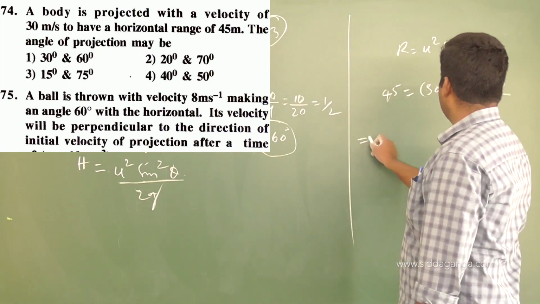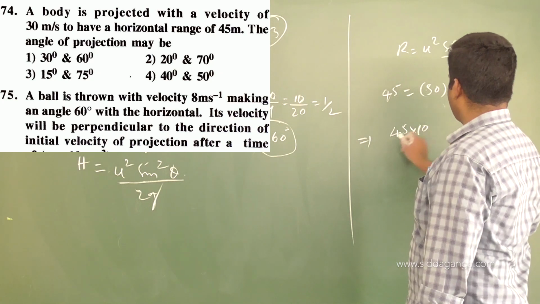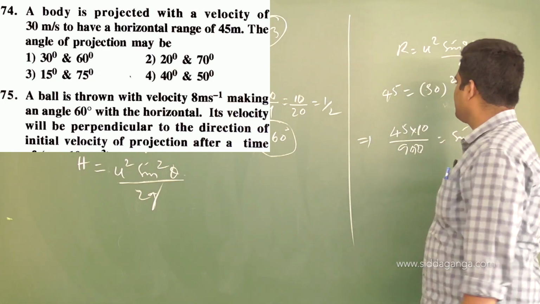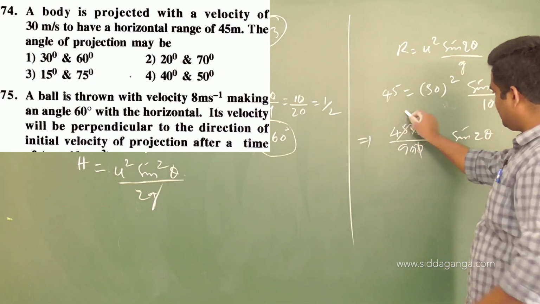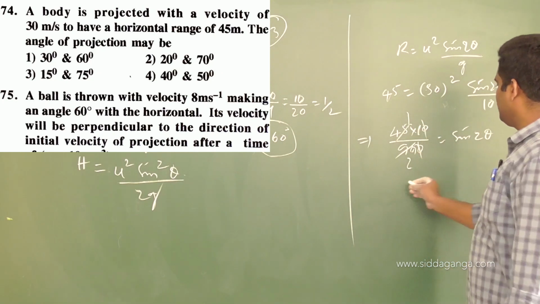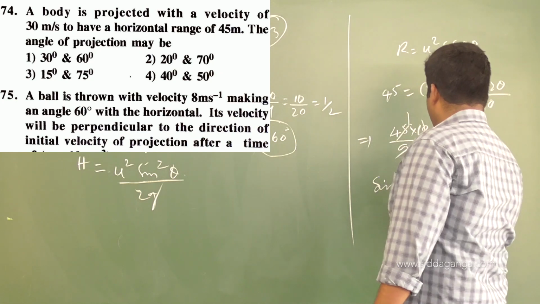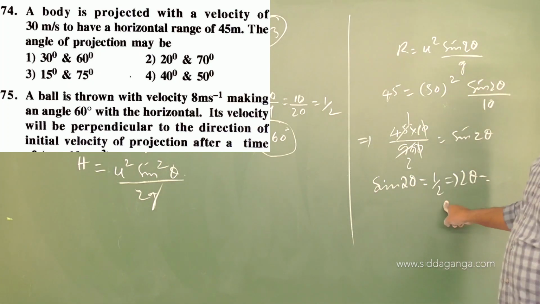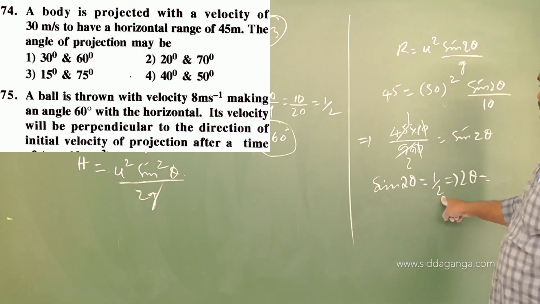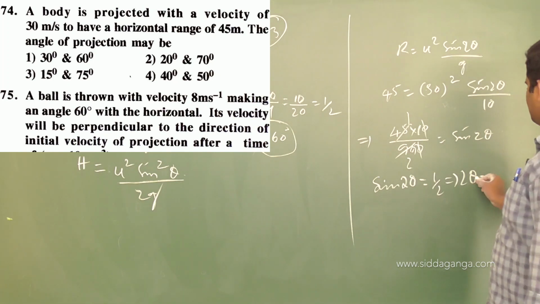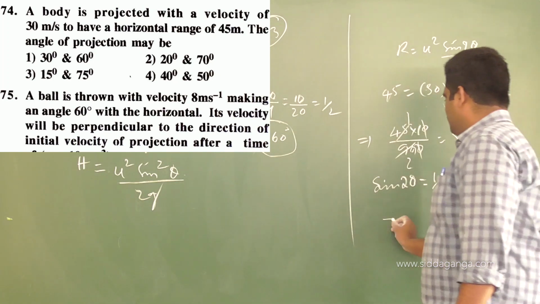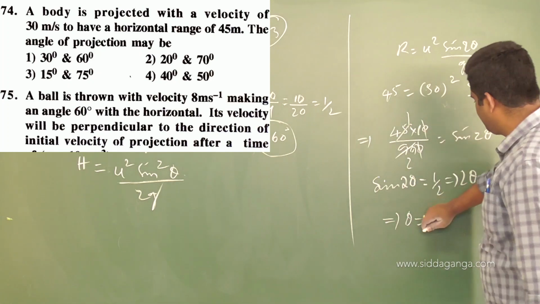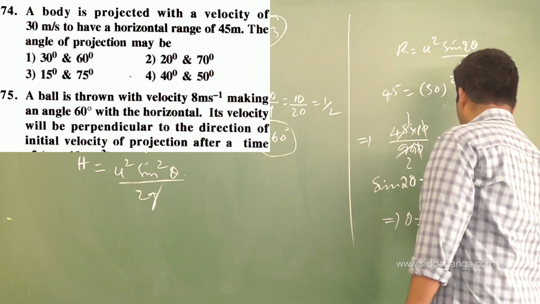How to solve for the theta value? 45 into 10 divided by 900 equals sine 2 theta. Sine 2 theta equals how much? Sine 2 theta is 1 by 2, which means 2 theta equals 30. So the value of theta equals 15.